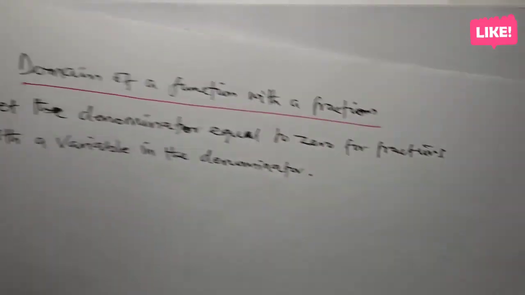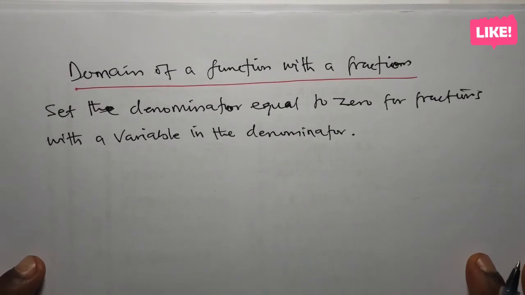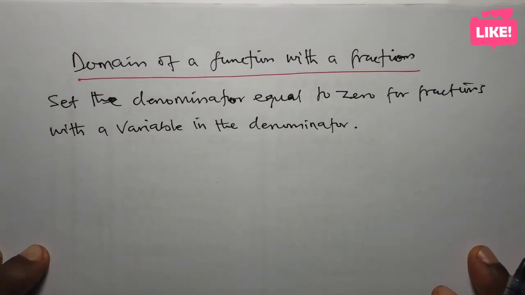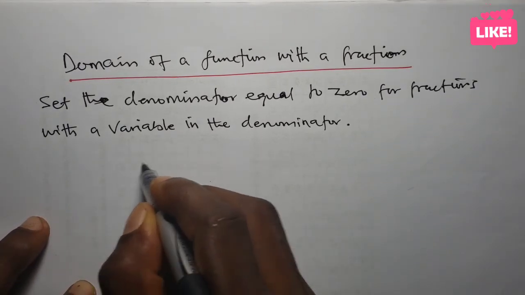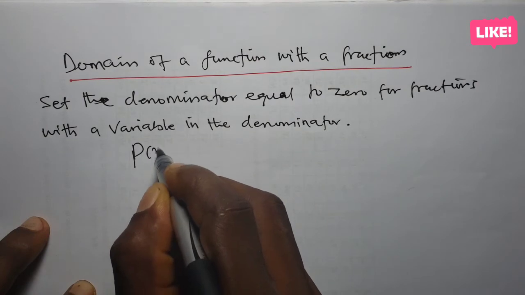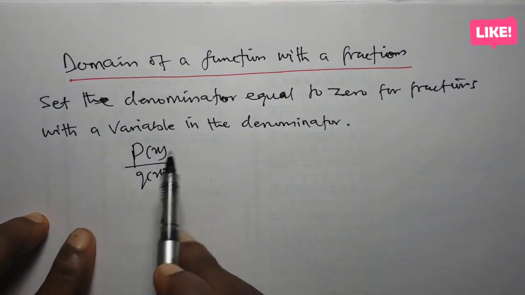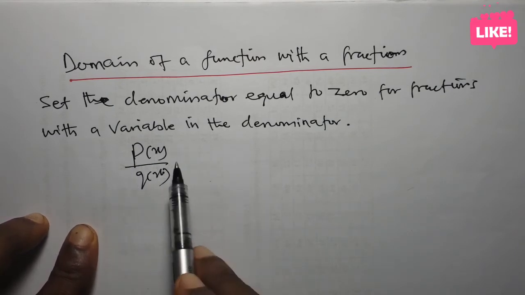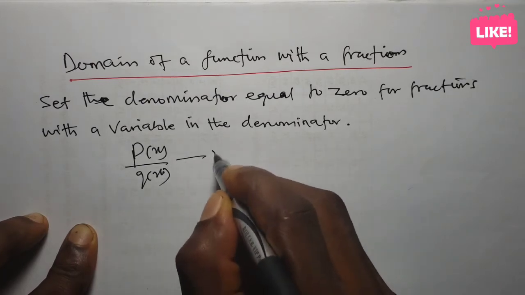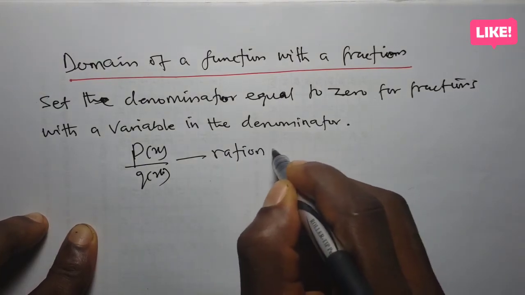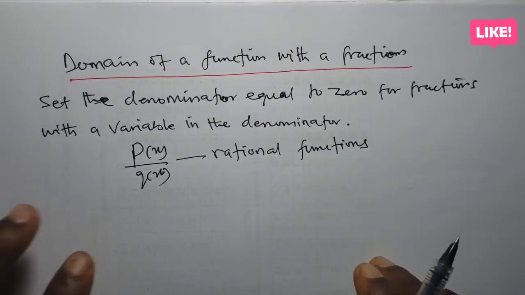The next kind of function we want to consider is the domain of a function with a fraction. So we are looking at functions of the type, say, p of x over q of x. So f of x is a function that is a fraction. And of course, we call such functions in mathematics rational functions. So we are looking at the domain of functions that are rational.